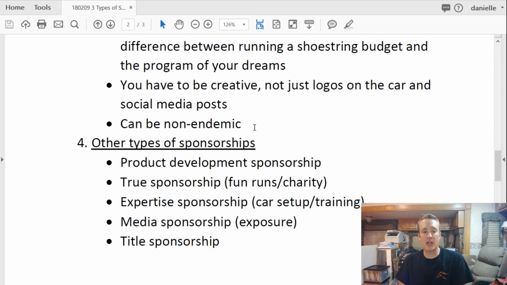And the other thing too, you got to be creative, right? So you want to make sure that not only are you using typical things like logos on cars, social media posts, yada, yada, blah, blah. Everybody does that. That's not special. But what you can do is you can talk to that company and you can say, what do you need? Maybe they need some sort of corporate incentive program, and like a lot of NASCAR, a lot of motorsports people in general will do this.